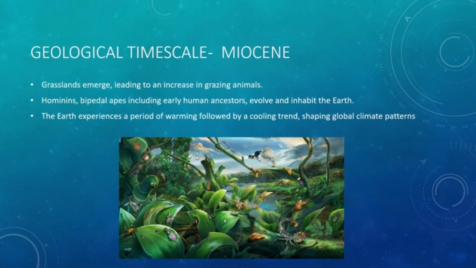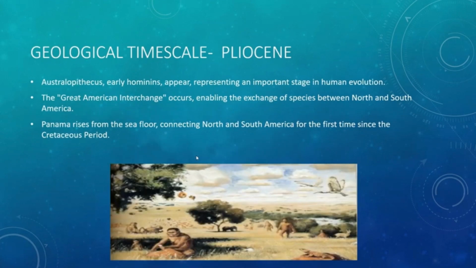The Miocene was when grasslands emerged, leading to an increase in grazing animals. Hominids, or bipedal apes, including early human ancestors, evolved and inhabited the Earth. The Earth experiences a period of warming followed by a cooling trend, shaping global climate patterns. The Pliocene was when the Australopithecus, early hominids, appear, representing an important stage in human evolution.